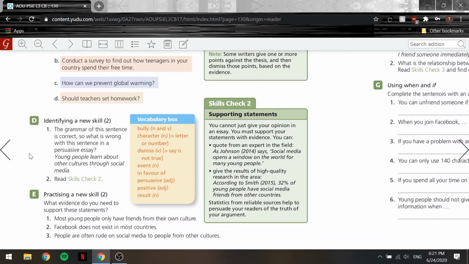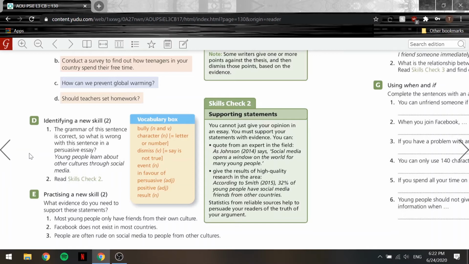The grammar of this sentence is correct. So what is wrong with this sentence in a persuasive essay? So as you guys know, this sentence is correct. So nothing is wrong with it grammatically, but in a persuasive essay, I think there might be a problem. So let's take a look at it. Young people learn about other cultures through social media.